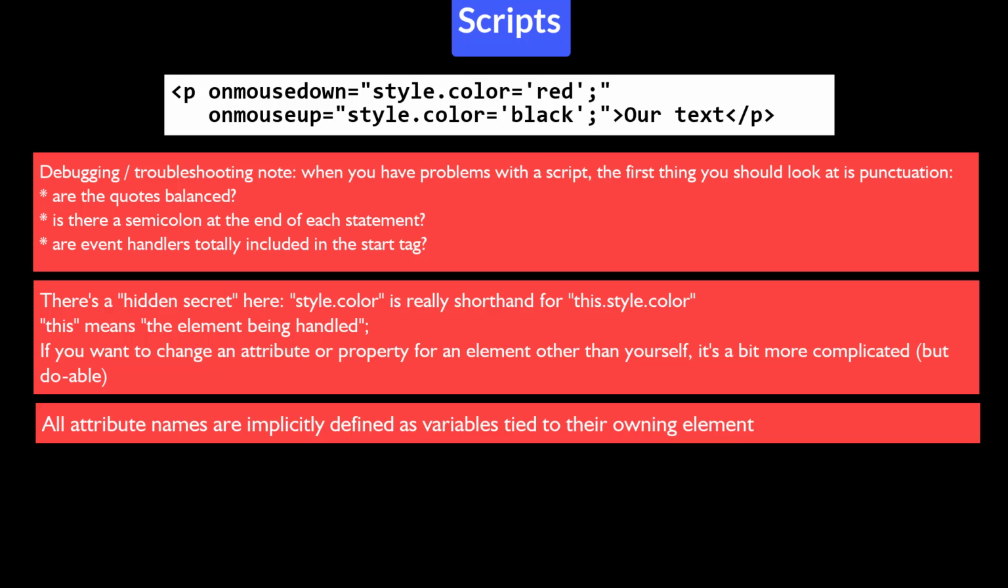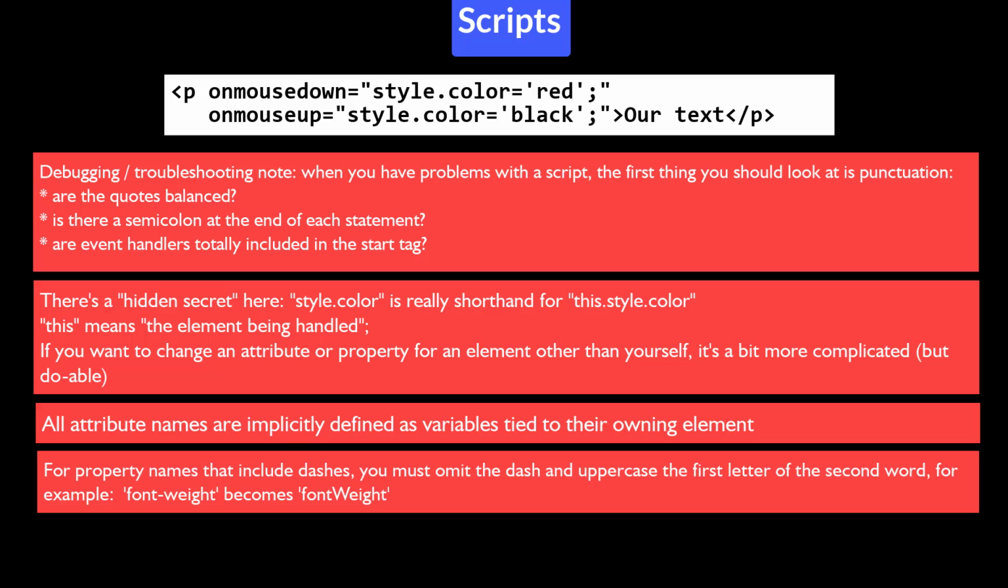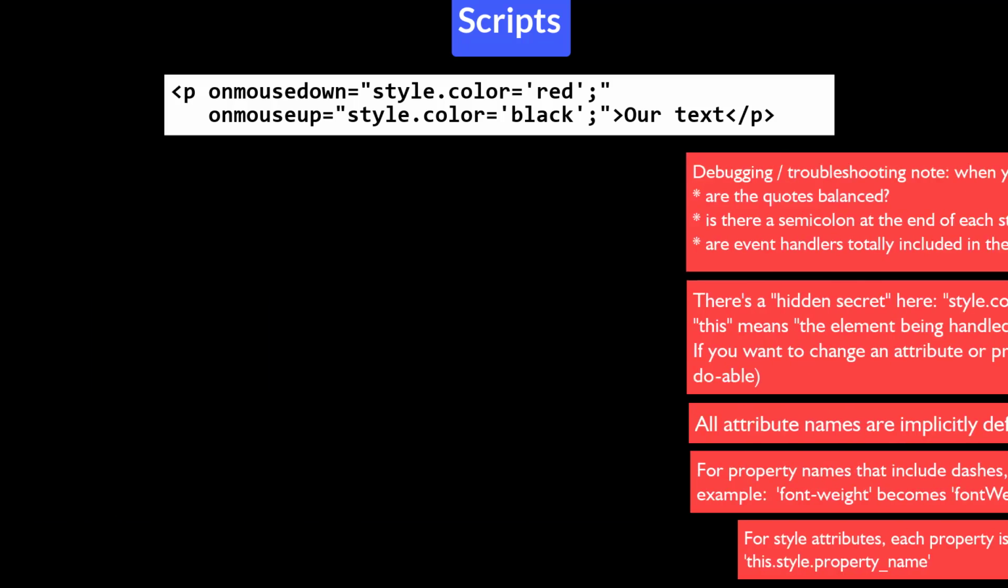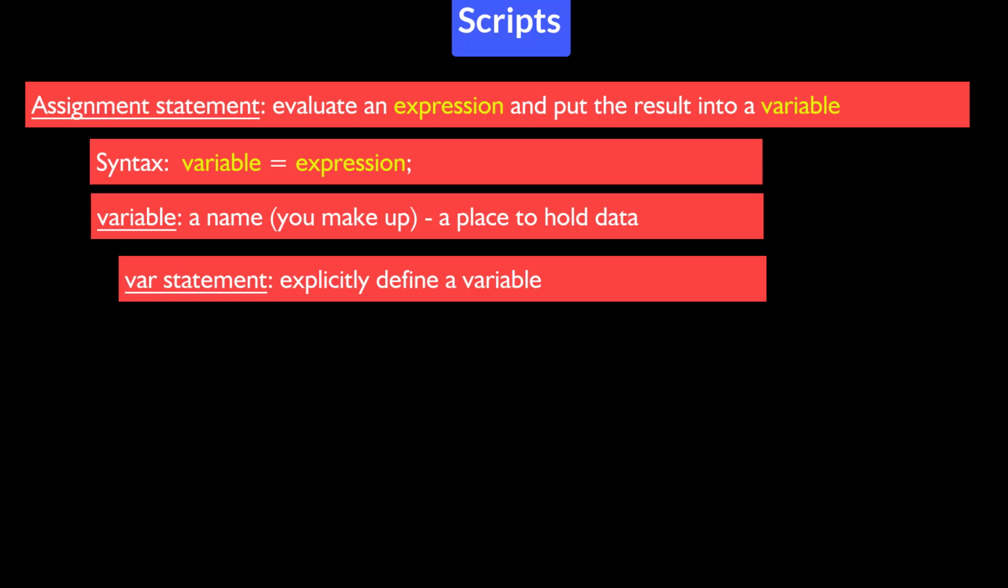All attribute names are implicitly defined as variables tied to their owning element. For property names that include dashes, you must omit the dash and uppercase the first letter of the second word. For example, font-weight becomes fontWeight with the W uppercased. For style attributes, each property is defined as a variable with the name of style.propertyName, or, of course, this.style.propertyName.